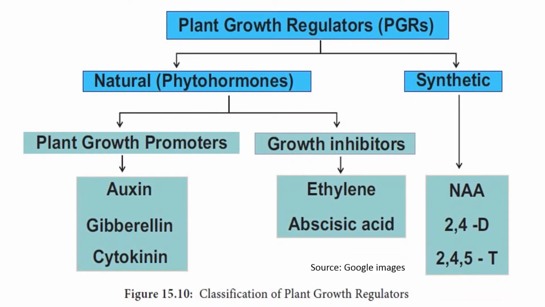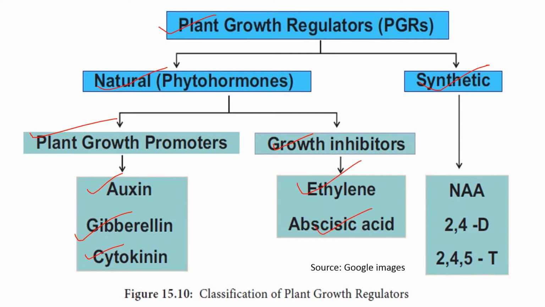Next, classification of plant growth regulators. Broadly we divide them into 2 categories: first natural and another synthetic, that is man-made. Natural hormones are of 2 types. First, plant growth promoters, which enhance the growth, that is auxin, gibberellin and cytokinin. Then growth inhibitors, which prevent the growth, these are ethylene and abscisic acid.